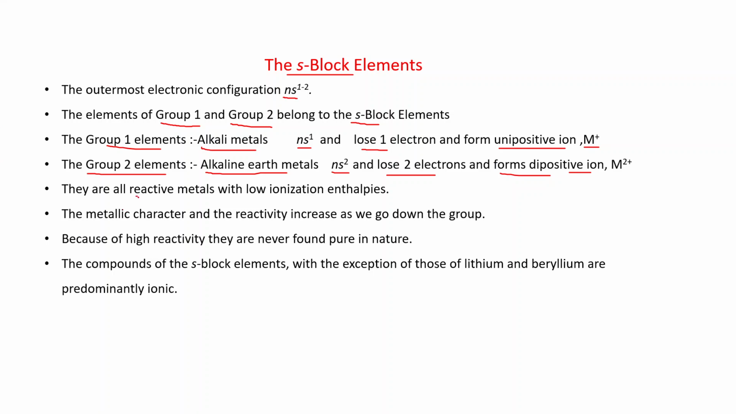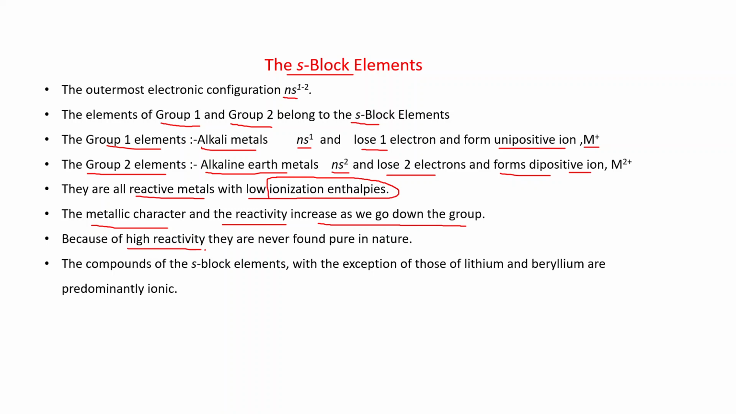They are all reactive metals with low ionization enthalpy. Now, what is the meaning of this ionization enthalpy? This is the energy required to lose the outermost shell electron. Okay, and they can lose electrons easily. That's why their ionization enthalpy is low. The metallic character and the reactivity increase as we go down the group.